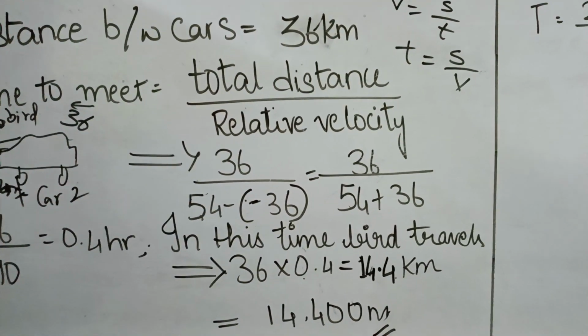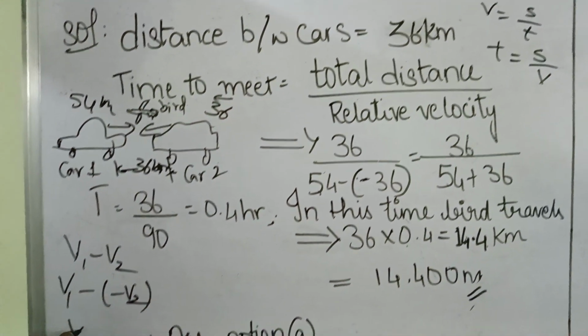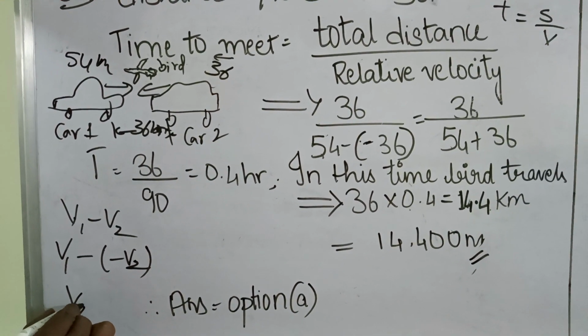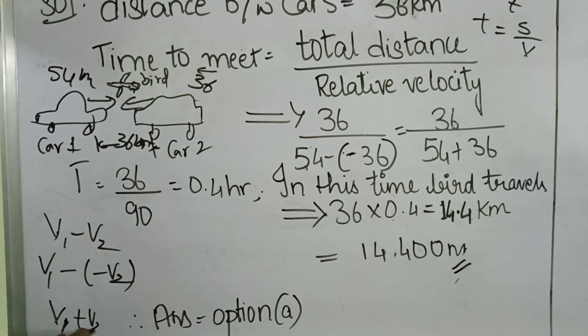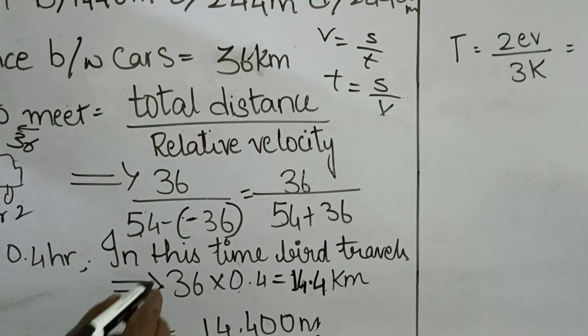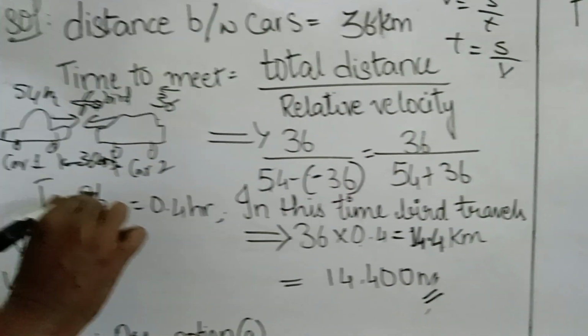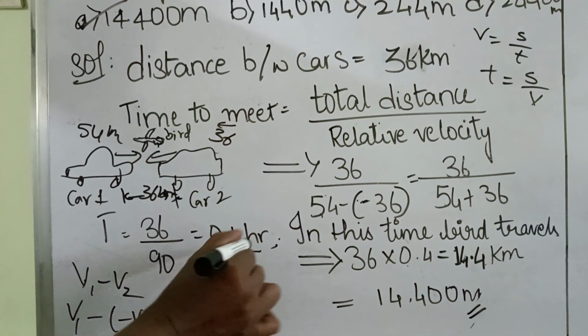Therefore 54, we can write v1 minus of minus v2. So when the two elements are moving in the opposite direction, then we get plus sign for relative velocity. When they are moving in the same direction, we get minus sign. So here we get 36 by this value 54 plus 36, that is 36 by 90, we get 0.4 hour.